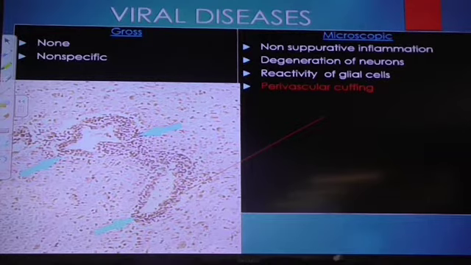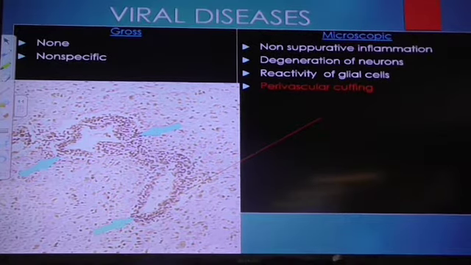Now, microscopically is going to help you. First, you have a non-suppurative inflammation, meaning it's not going to be neutrophilic, it's going to be primarily lymphocytic, and may have some plasma cells associated with it. So the term that we use in pathology is non-suppurative. Now, why don't they just say lymphocytic? I don't know. Someone decided it's best to say it's non-suppurative.